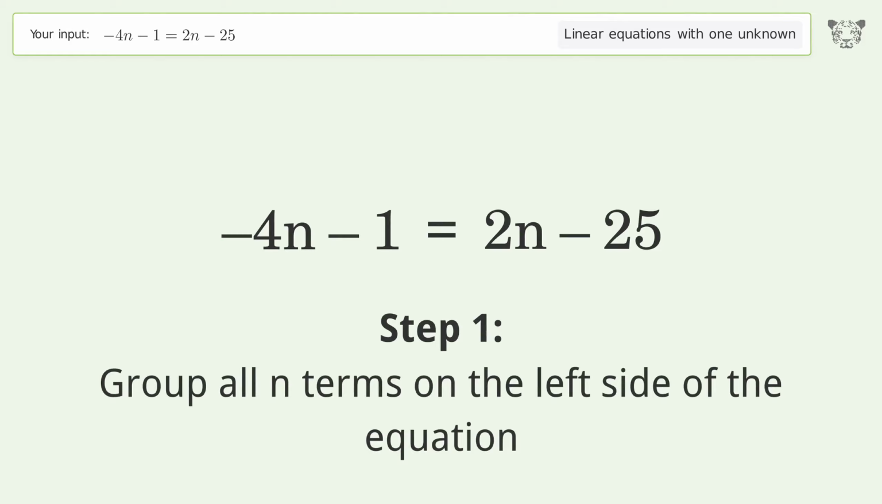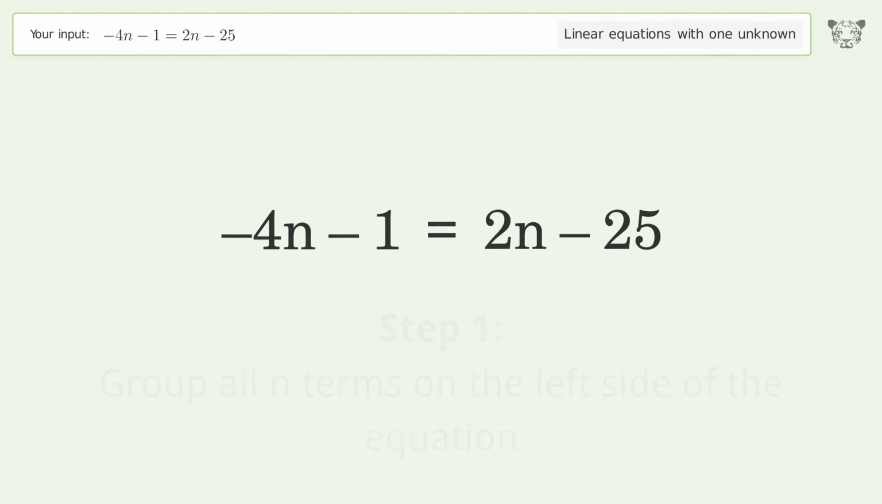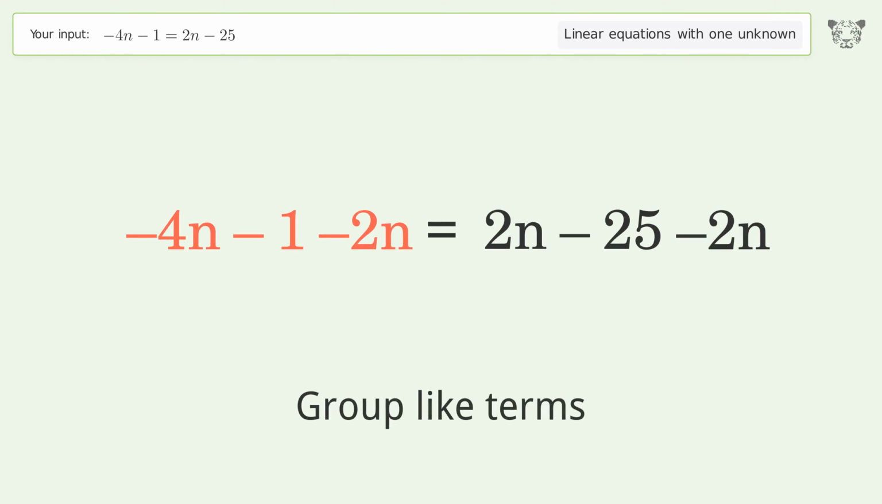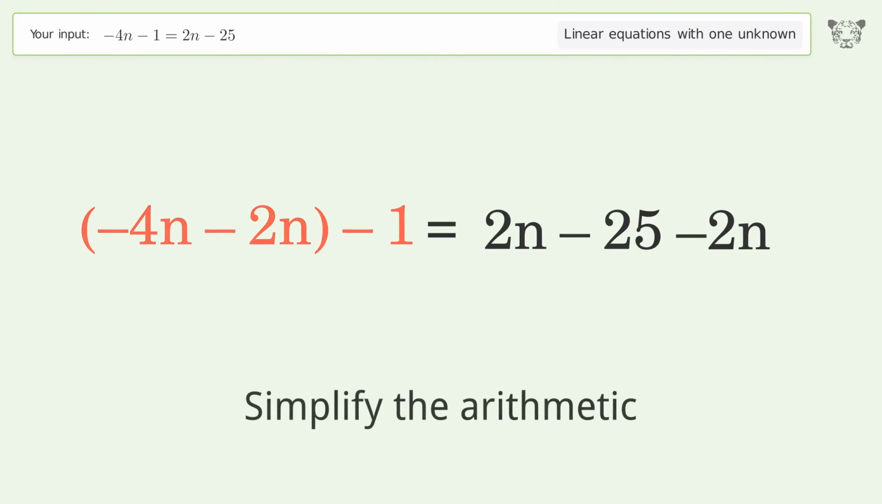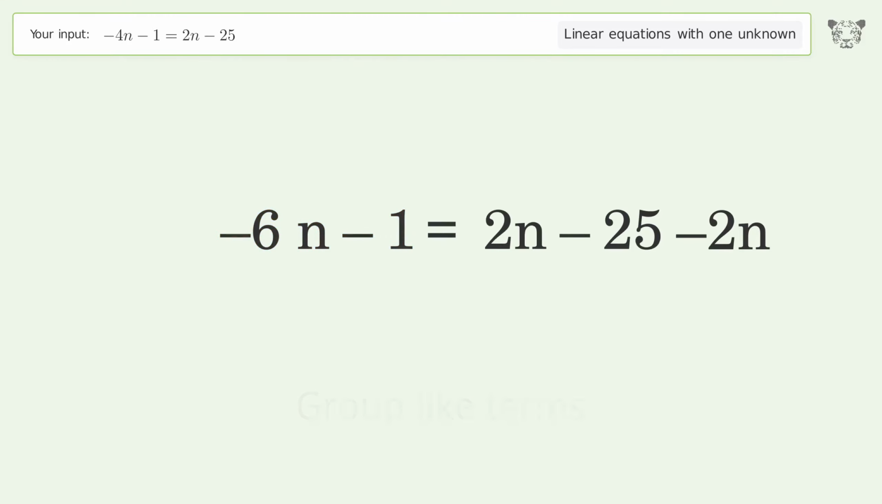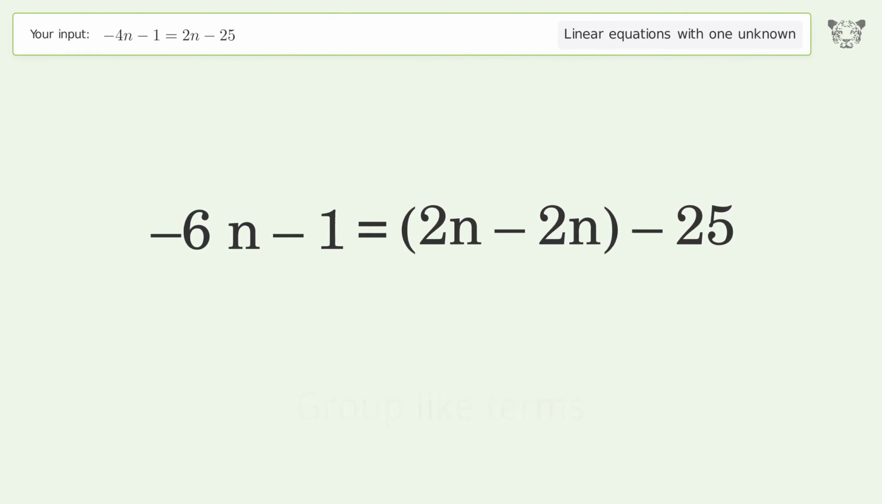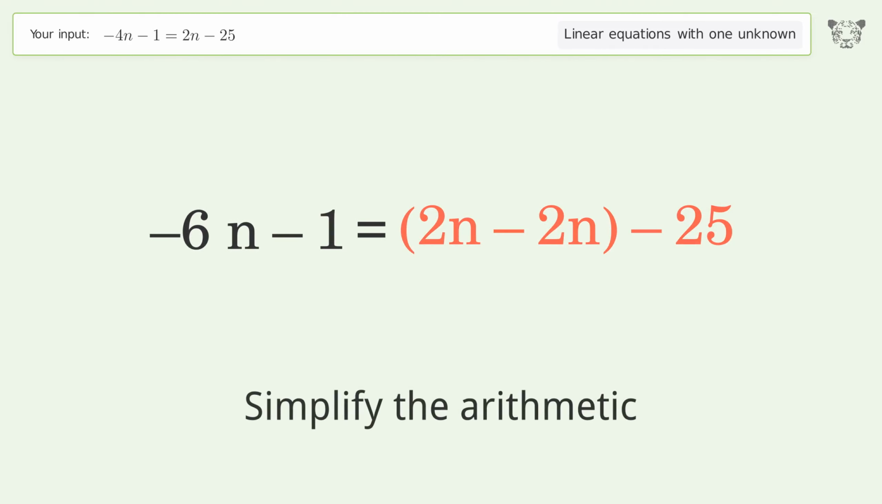Group all n terms on the left side of the equation. Subtract 2n from both sides. Group like terms. Simplify the arithmetic. Group like terms. Simplify the arithmetic.